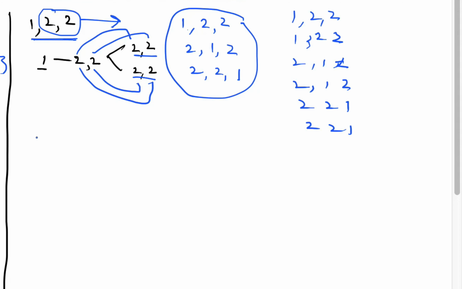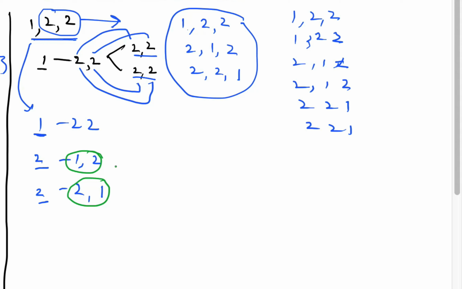So basically, what is happening here is that first we fix 1 at the first position, and then we print the permutations of 2, 2. Then we fix 2 at the first position, and then we print the permutations of 1, 2. And then we fix 2 again at the first position, and then we print the permutations of 2, 1. Now the permutations of 1, 2 and the permutations of 2, 1 are the same. So we should not be fixing the same element at this position twice, which means that we should keep a check of which elements have been fixed at this particular position. And if an element has already been fixed at this position, then we should not fix that element again.